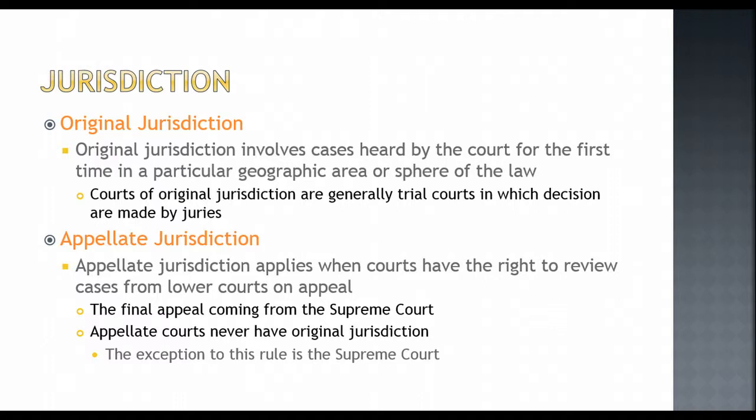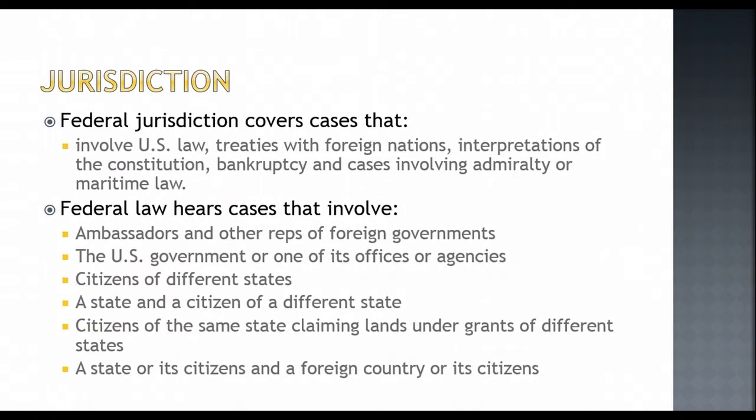The final appeal that you can get in the United States is at the Supreme Court level. Appellate courts never have original jurisdiction. The one exception to this is the Supreme Court, and the Supreme Court does have some times in which it would be considered to have original jurisdiction. But the vast majority of the cases that they get are from their appellate jurisdiction.